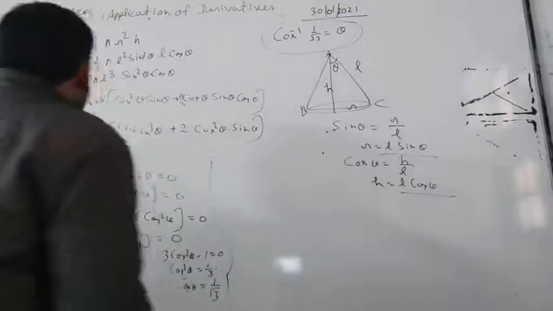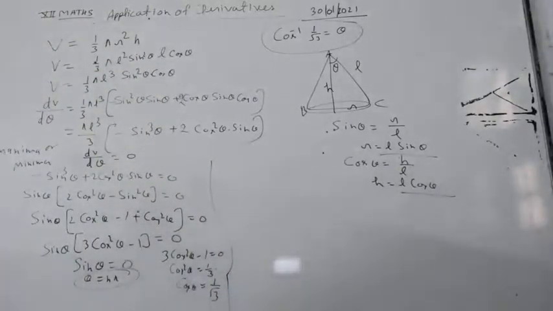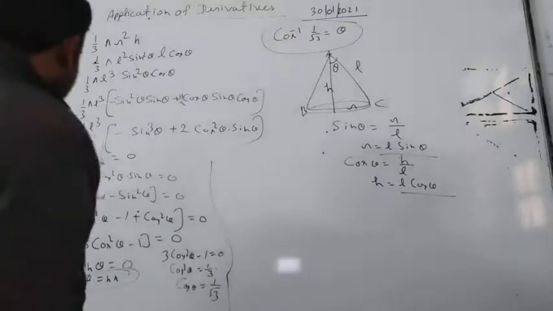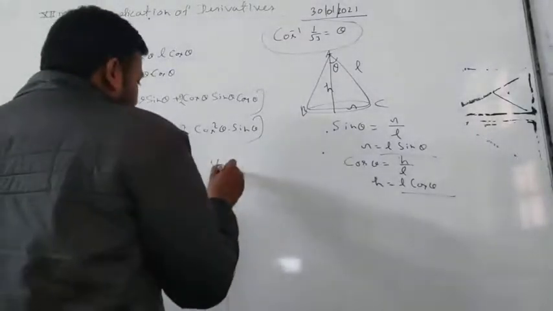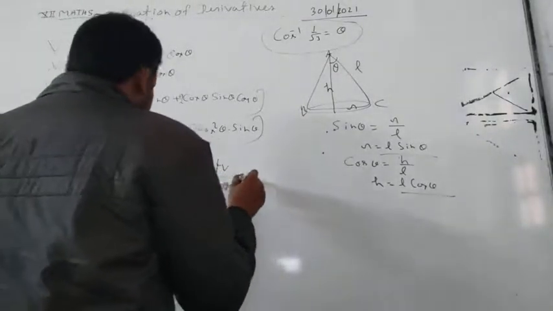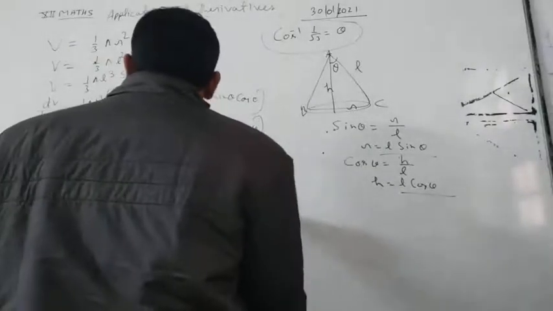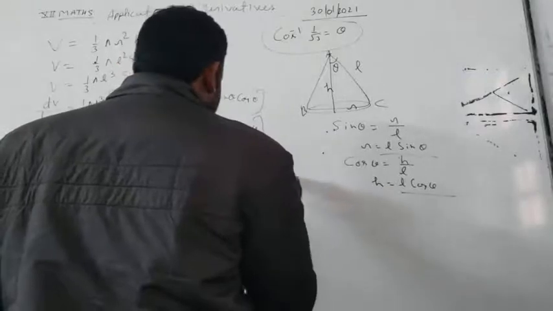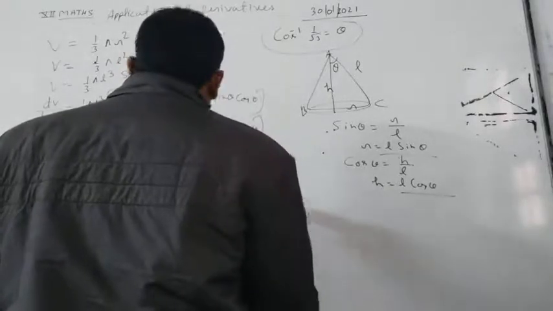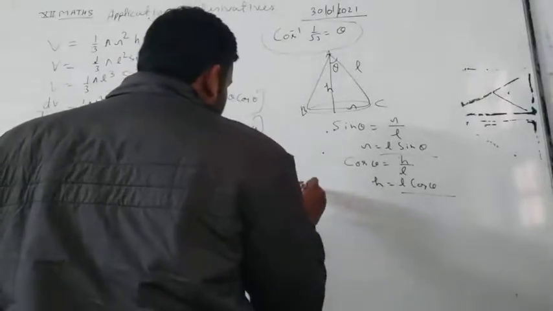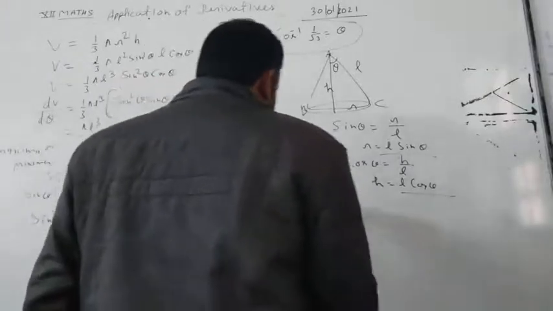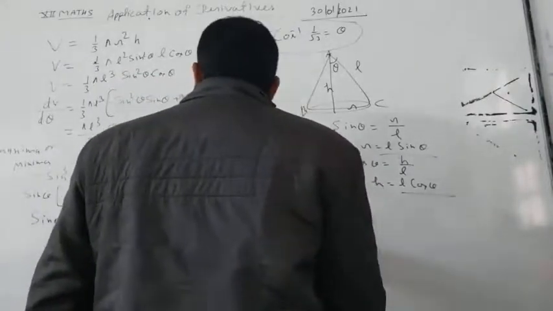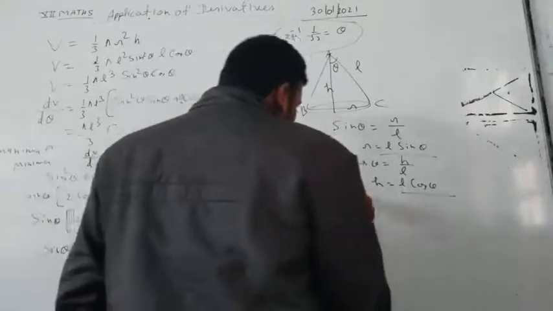Now, students, to check maximum or minimum, we find the second derivative, which is pi L cube by 3 times minus 3 sin square theta cos theta plus 2.